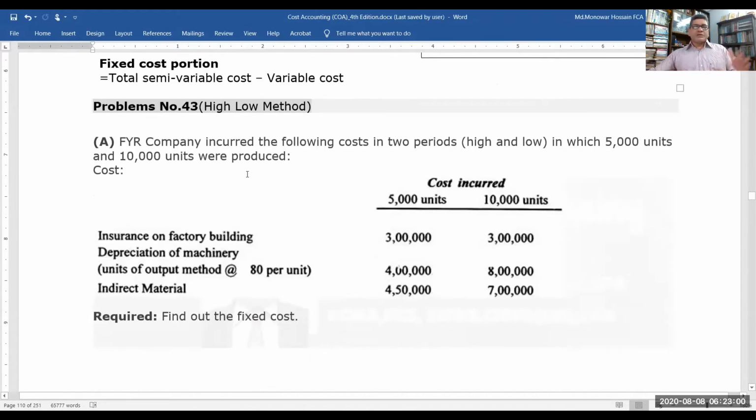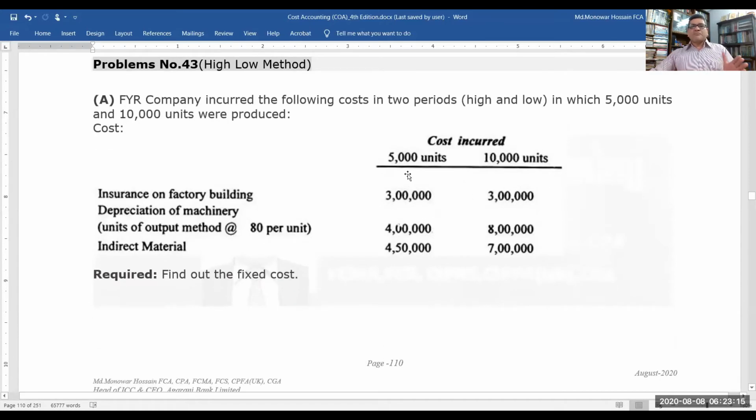And here is a problem on the high-low method. A company incurs the following costs in two periods, high and low, in which 5,000 units and 10,000 units were produced. Here are the costs incurred for 5,000 units and for 10,000 units. Insurance on the factory building is relatively the same, and depreciation of machinery, by the units of output method, is at the rate of 80 per unit, so 4 lakh and 8 lakh, and indirect material is 4,50,000 and 7 lakh. We have to find the fixed cost from this figure by the formula of the high-low method.